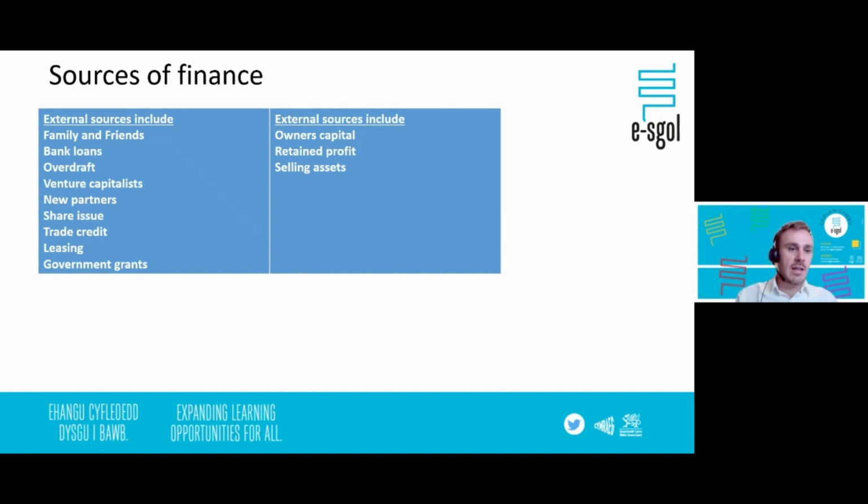So we can split them into internal and external. Apologies there, on the right hand side, it should be internal sources of finance. So we've got those internal sources which come from within the business: the owner's capital, the retained profit, the profit that has been kept by the business, or the profit that's been made by the business. Or it could be a selling of assets.